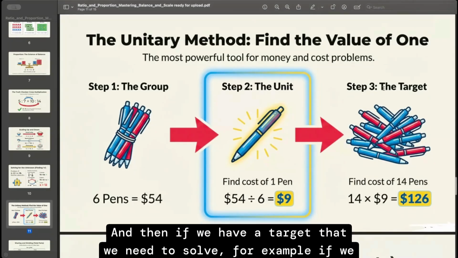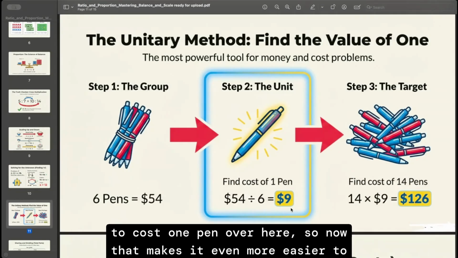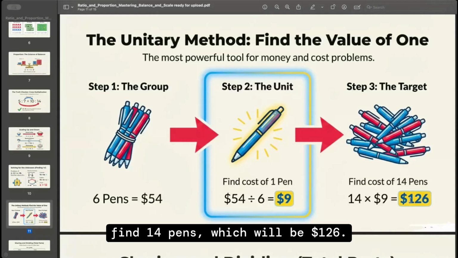And then if we have a target that we need to solve, for example, if we need to find the cost of 14 pens, we can multiply 14 times $9 because we found the cost of 1 pen over here. So now that makes it even easier to find 14 pens, which will be $126.